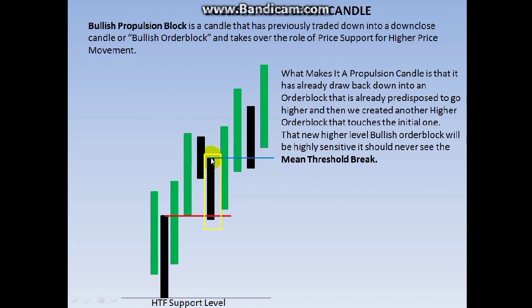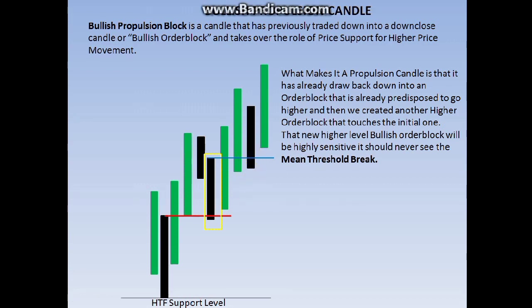So now when we mark this out in time, as price retraces, as price draws back down to the proportion candle, it should not trade below the midpoint of the candle. If it does, that automatically calls off the trade and invalidates this candle as a proportion candle. This is because the proportion candle should be highly sensitive. In other words, price should react off it immediately. Price should not trade below it.